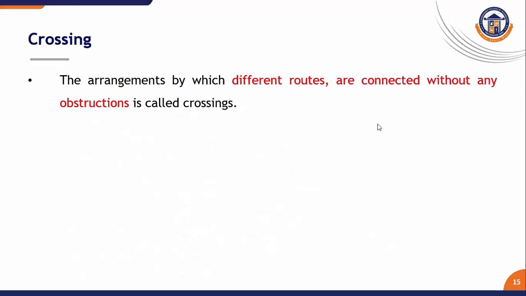Crossing. The arrangement by which the different routes are connected without any obstruction is called the crossing. Once again, I am going to explain the arrangement of different routes. In a particular railway station, different types of routes are needed to go to various cities. So the crossing arrangement is mainly needed to reach the platform and take the passengers or goods to different points, which are connected without any obstruction. This is called the crossing.